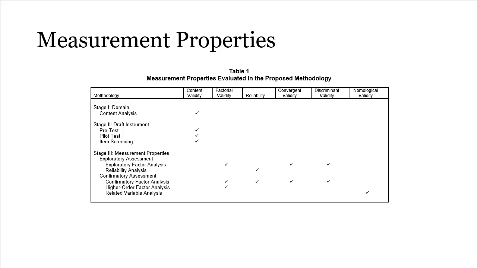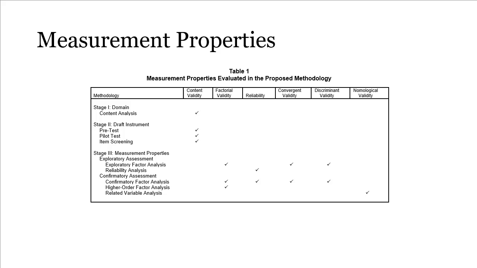Stage 3 involves evaluation of measurement properties. First is data collection. We administer the instrument to multiple samples drawn from the relevant population. After data is collected, we apply exploratory factor analysis, or EFA. We analyze initial responses to derive factors from the construct and assess items based on factor loadings. Next, we conduct reliability analysis. We evaluate the internal consistency or reliability of each factor using Cronbach's alpha.